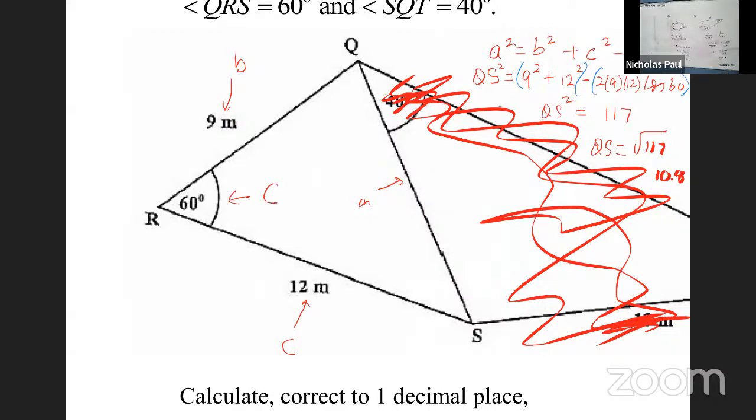Some people said I did this already. So now to the next part. I'll leave you on your own for part 2 and 3.